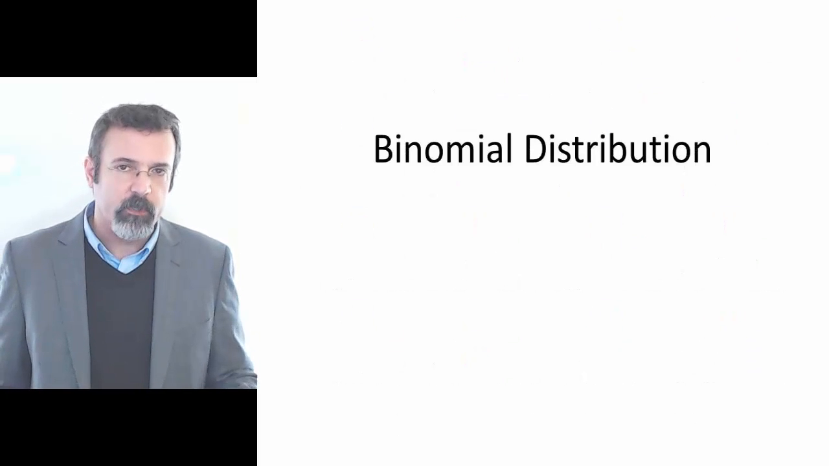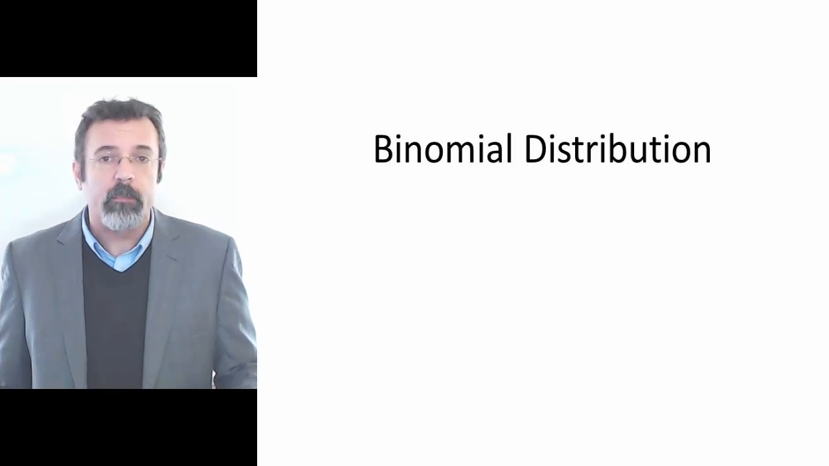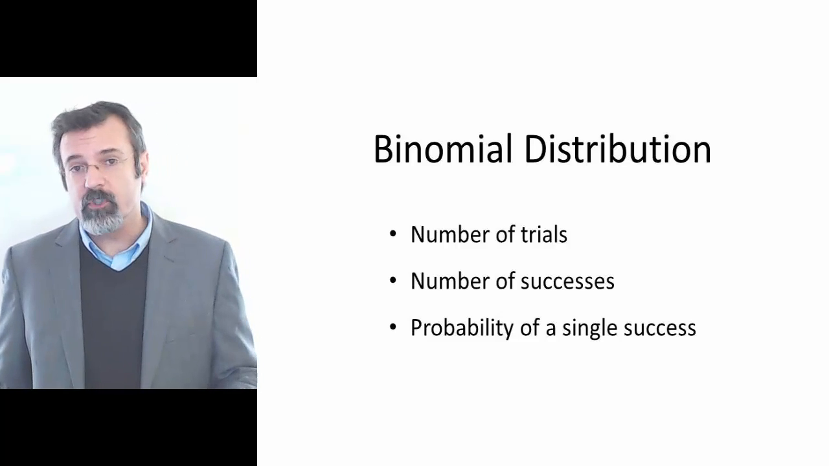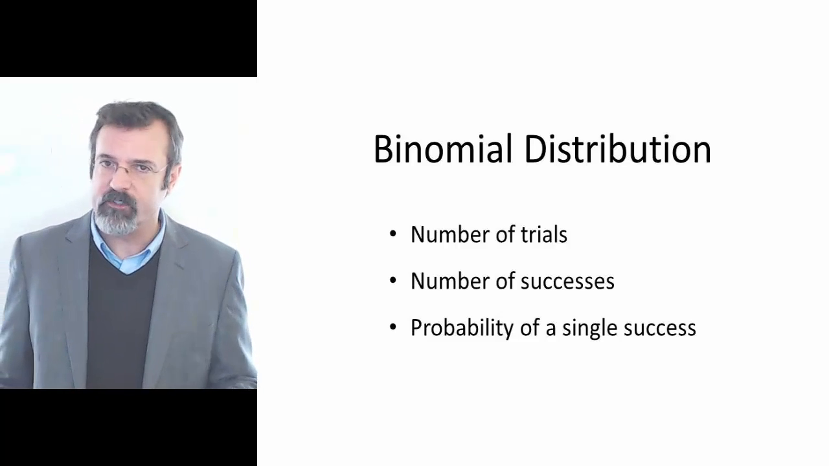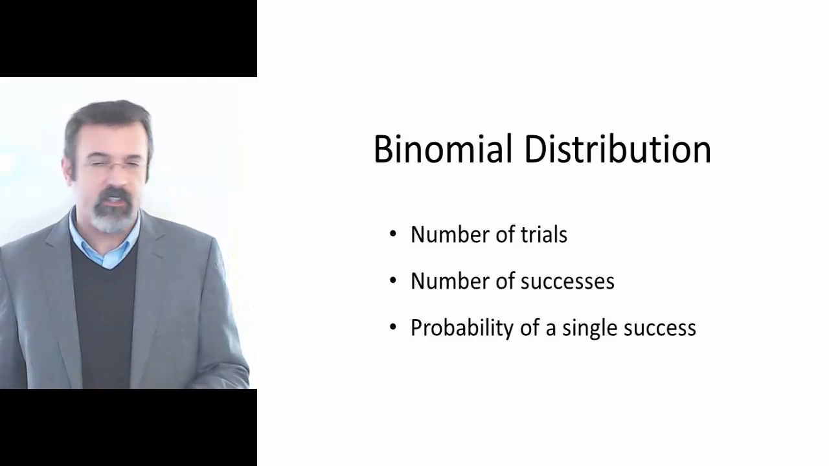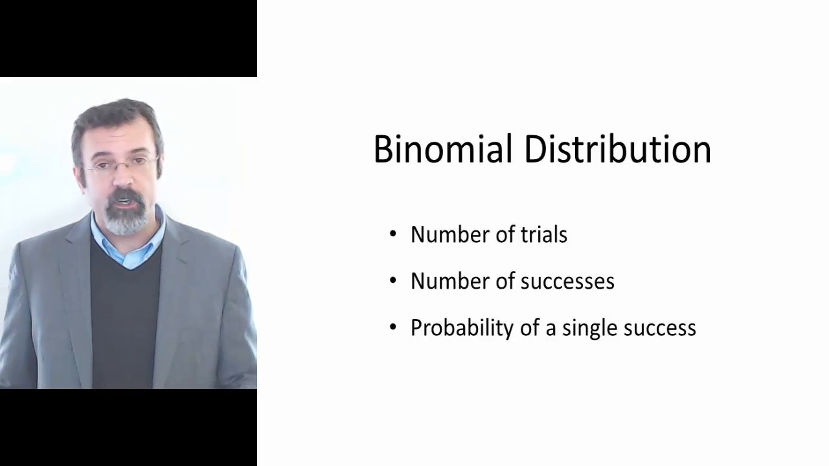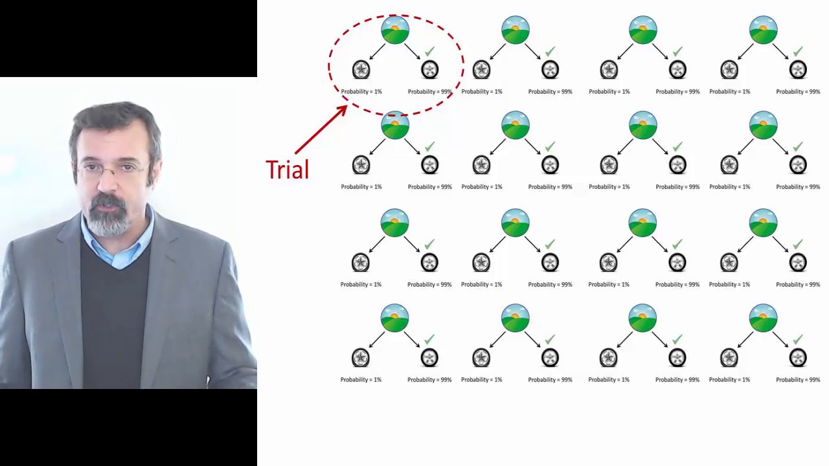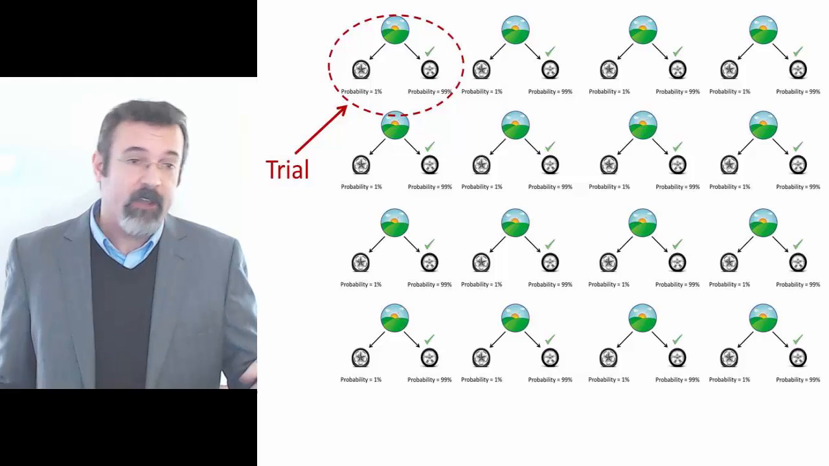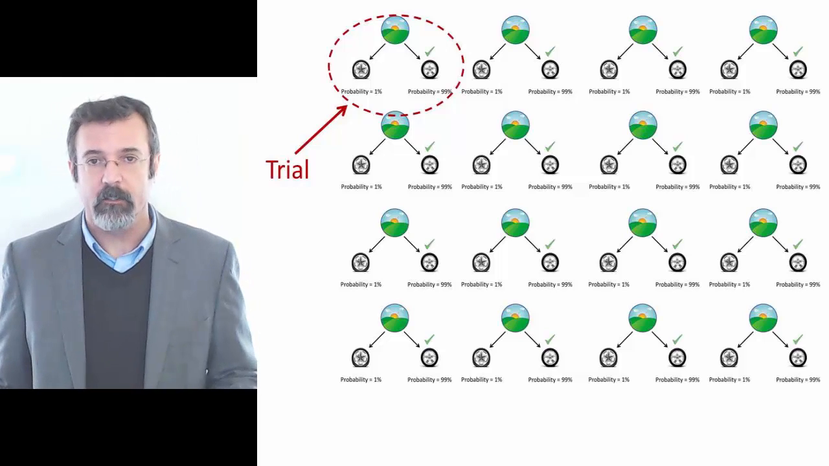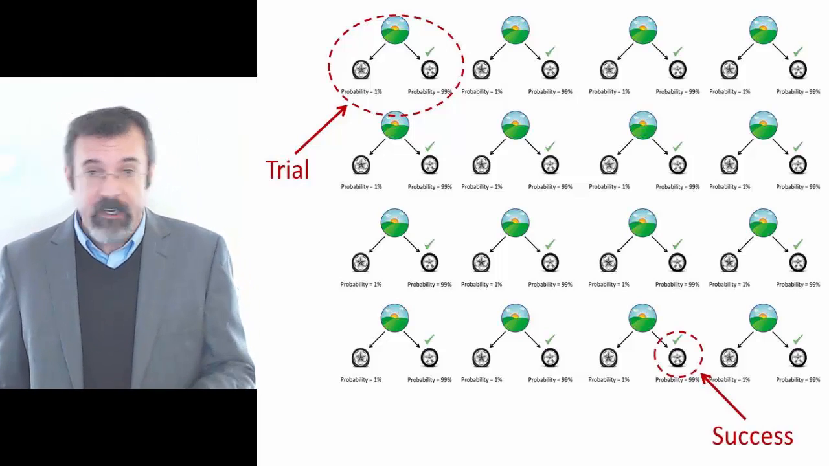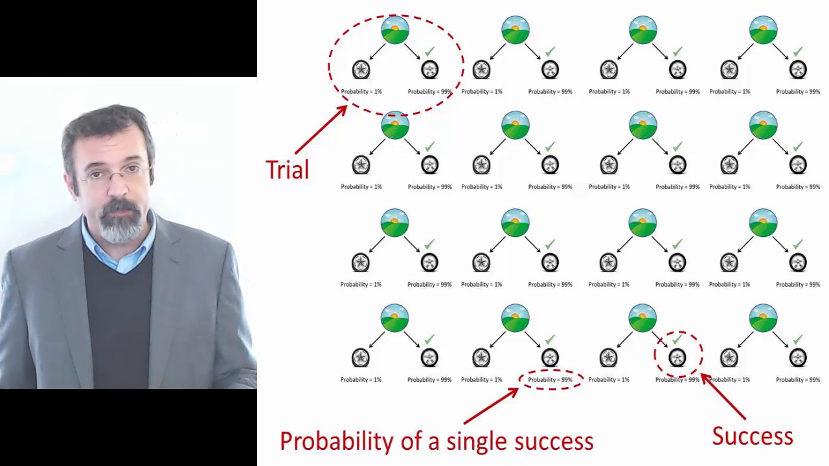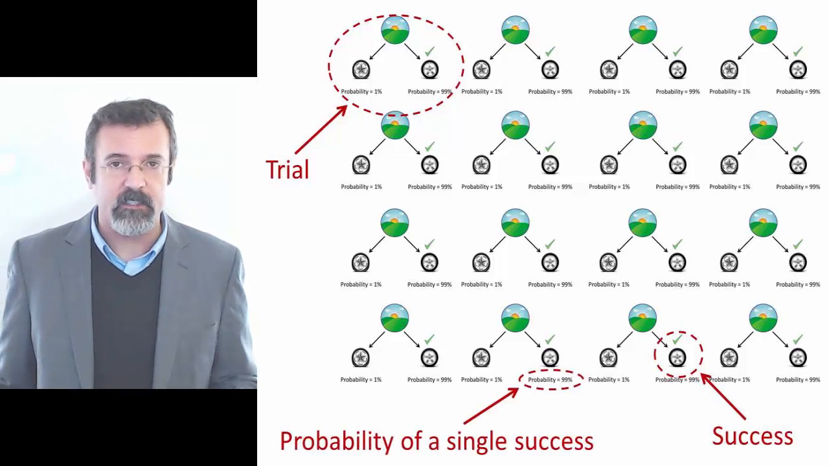You have a binomial distribution when there are a number of trials, and among those trials you're looking for a number of successes, and each success has the same probability of occurring. For example, each day you got up is another trial. It's an opportunity for you to observe either a flat tire or not a flat tire. A success is observing no flat tire, and the probability of a single success is 99%.